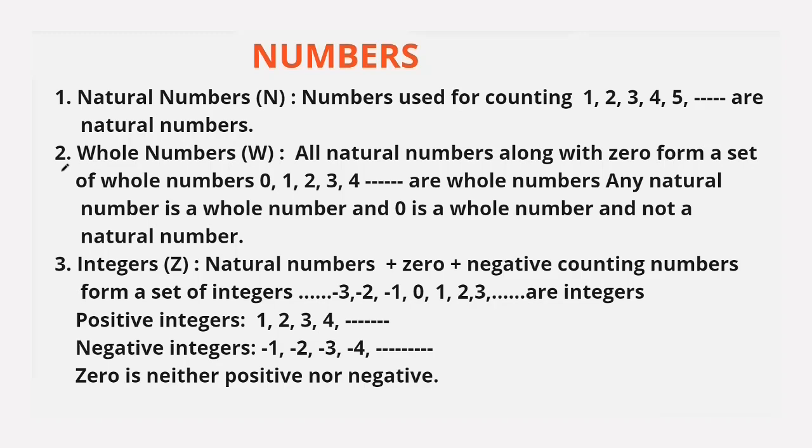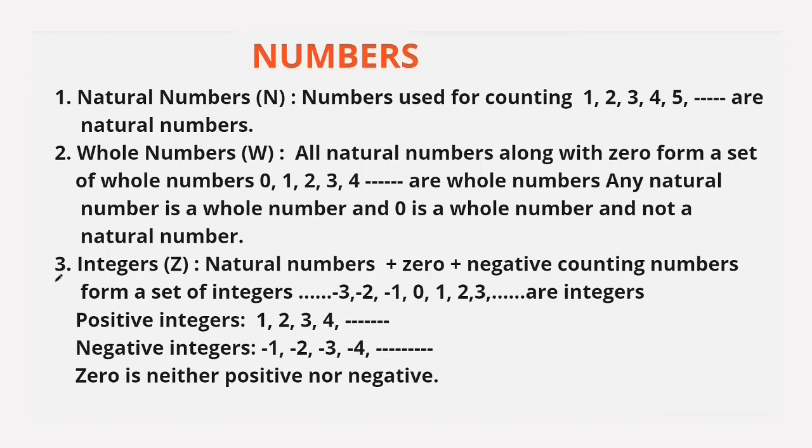Then second comes whole numbers, usually denoted by W. All natural numbers along with 0 form a set of whole numbers, and these are 0, 1, 2, 3, 4 and so on. Any natural number is a whole number, and 0 is a whole number and not a natural number.